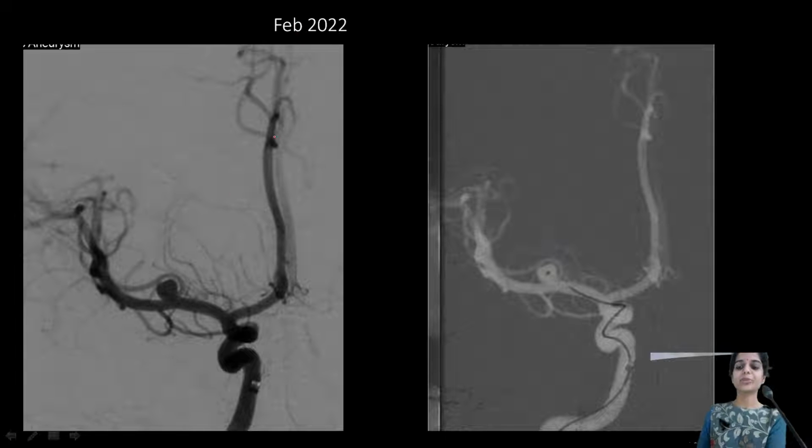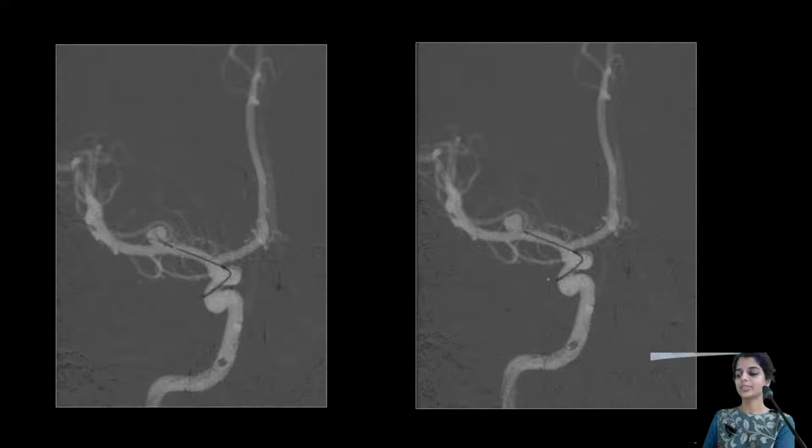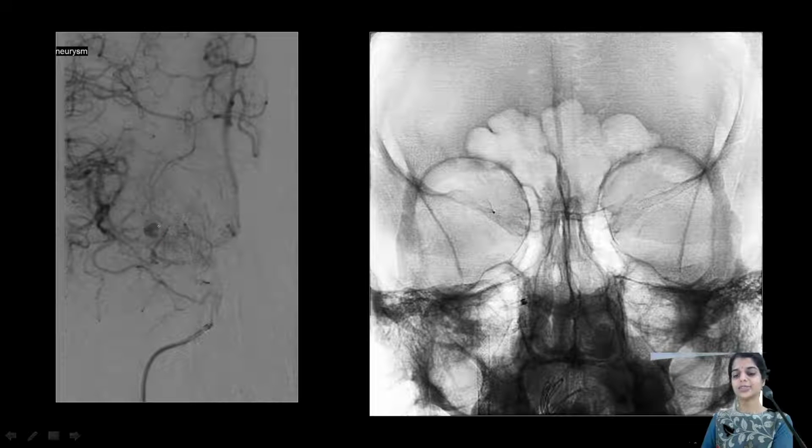And this was Feb 2022. This was the second session where the right MCA bifurcation aneurysm was to be embolized. Here we had planned for an intrasaccular device, which is a Contour. In this fluoroscopic image, we had taken the microcatheter into the aneurysm, and this is the device, which is like a mesh. Here we are deploying it, and here it is completely covering the neck. And this was the run. After 5 minutes only, we can see that there is significant stasis within the aneurysm.